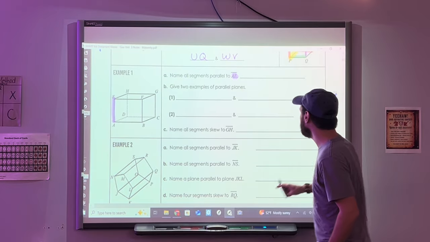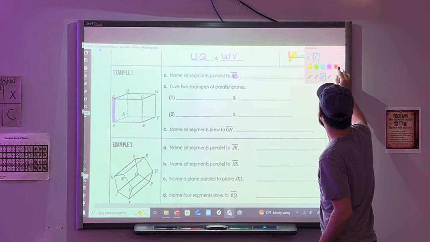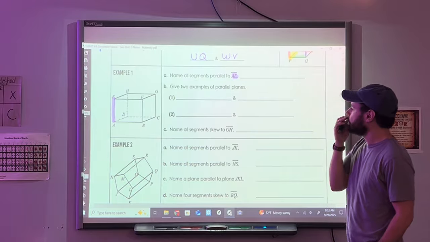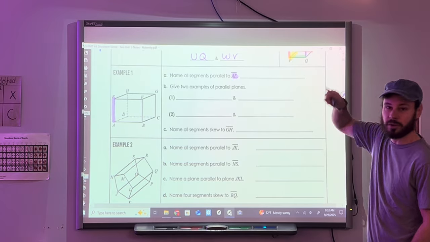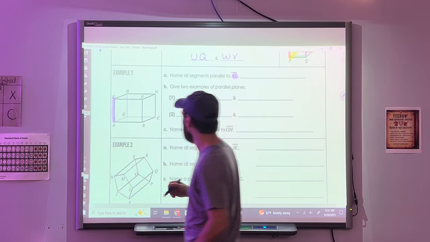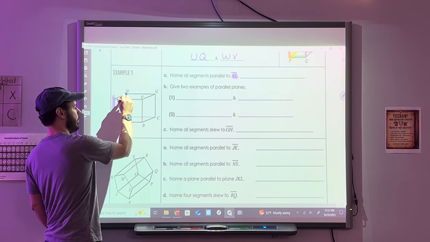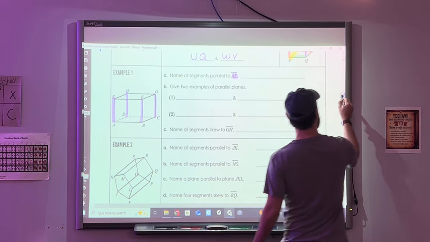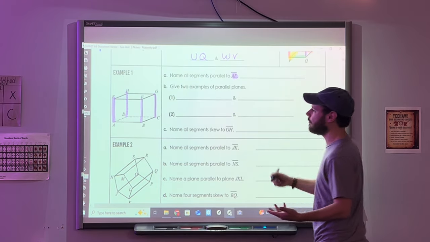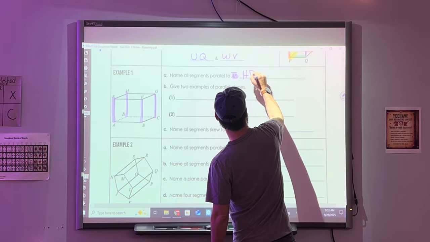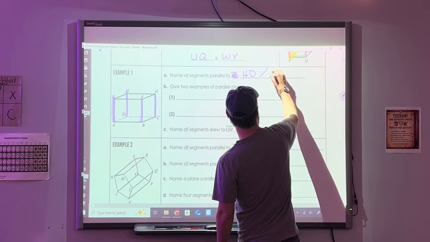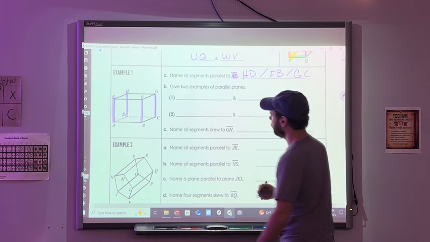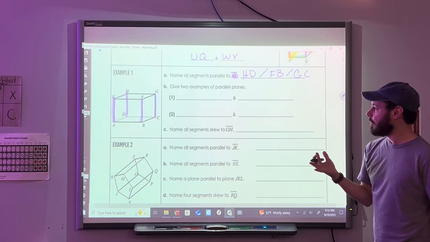So here we have an example. All segments parallel to AE. All right, well I've highlighted what AE is. Let's go and find the other ones. Looks like we're looking for all the ones that go straight up and down. So that one, this one, and that one. Those are all my parallel lines to that. I don't think I have any more. So HD, FB, and GC.